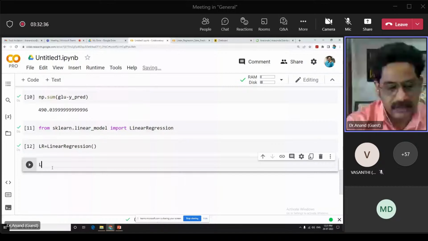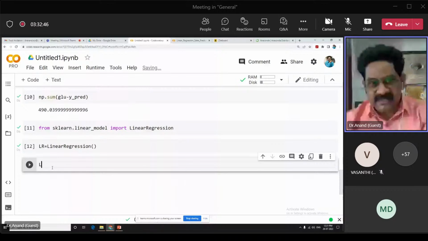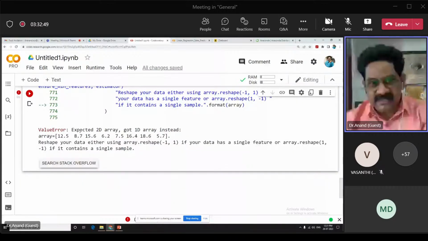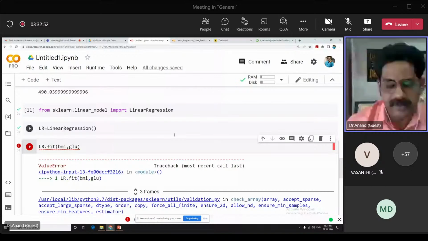What is my x? My x is BMI. What is my y? My y is the GLU. When I run this, it will show me an error. And you see, my x has to be passed like a 2D array, because in real life, we don't have a single feature, right? Mostly your data frame will have more than one feature. Like your real data looks like this.